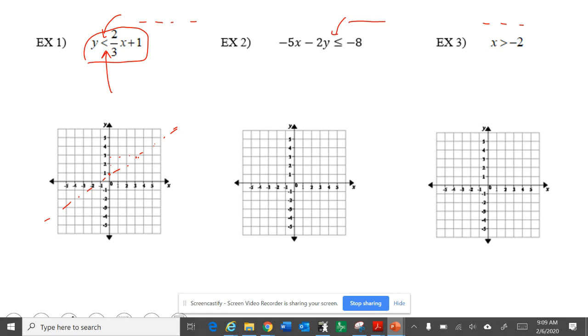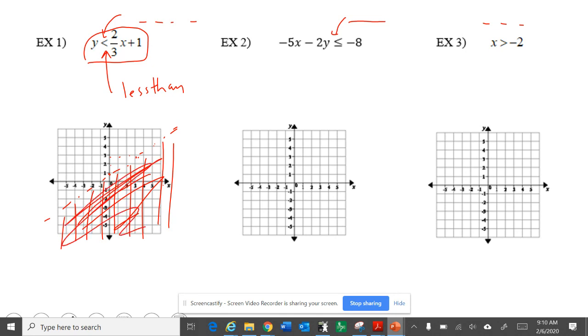If it is less than, then we are going to shade under the graph. And I always shade under making vertical lines or over making vertical lines. You'll see why later on. So that is the graph. Anything in here is a solution.